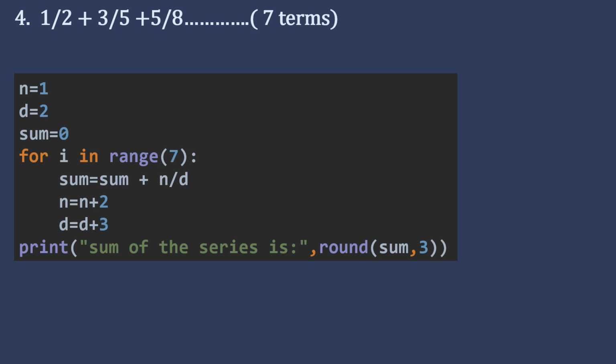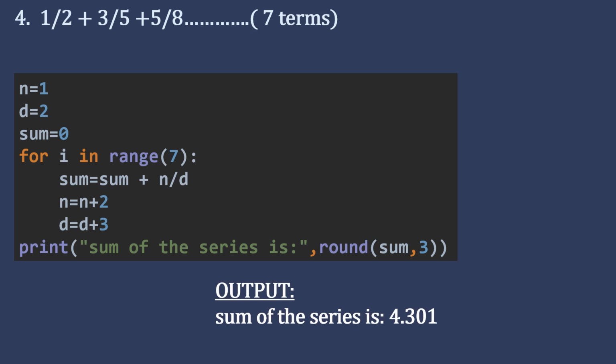So the second value of n by d, or the fraction, will be 3 by 5 and the next value will be 5 by 8, like this. It will generate the terms till there are 7 terms. Now it will find out the sum. Within the loop only, it will every time calculate the sum. So finally, it will print the sum of the series is sum. Here also we have rounded the value up to 3 digits.